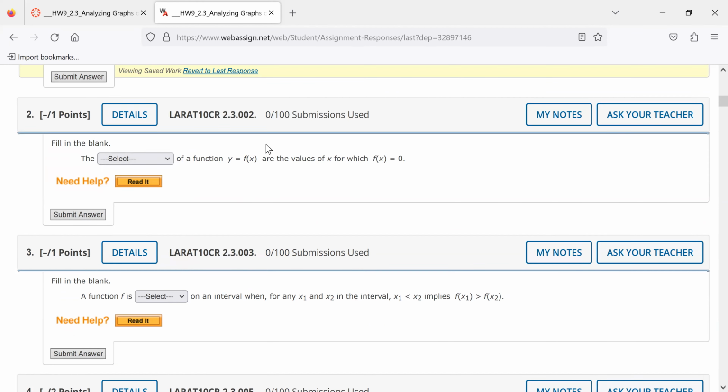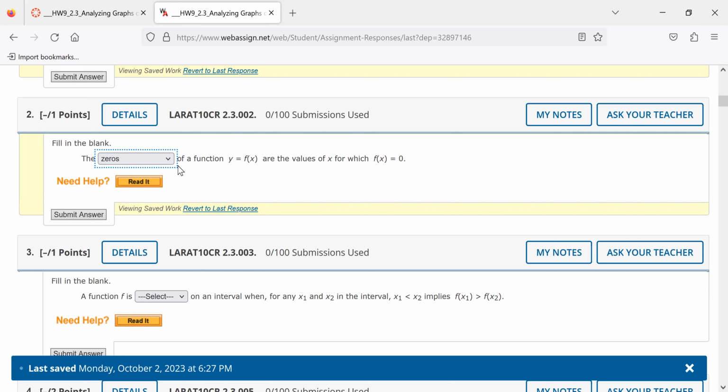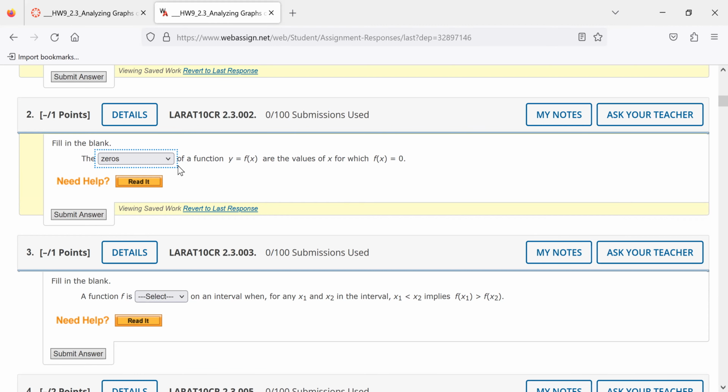The zeros of a function y equals f of x are the values of x for which f of x is equal to 0. So when your f of x is equal to 0, in other words, when your y's are 0, these are called zeros. So if you hear that term, find your zeros, or the zeros of the graph, that's anywhere the y is 0. So basically, anywhere the graph is touching your x-axis. Okay, does that make sense?